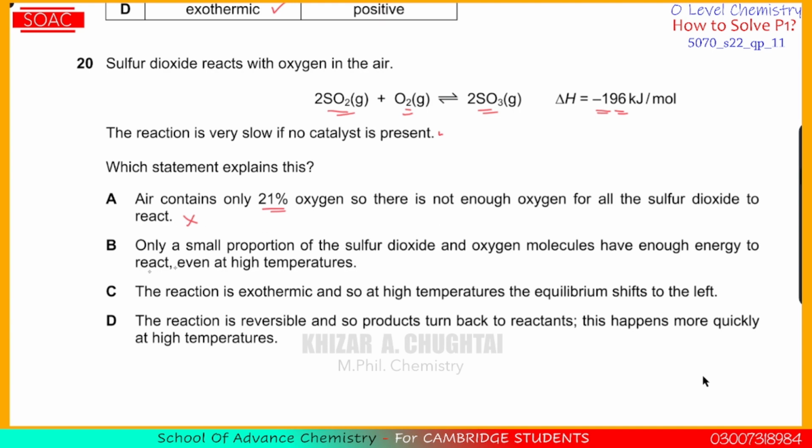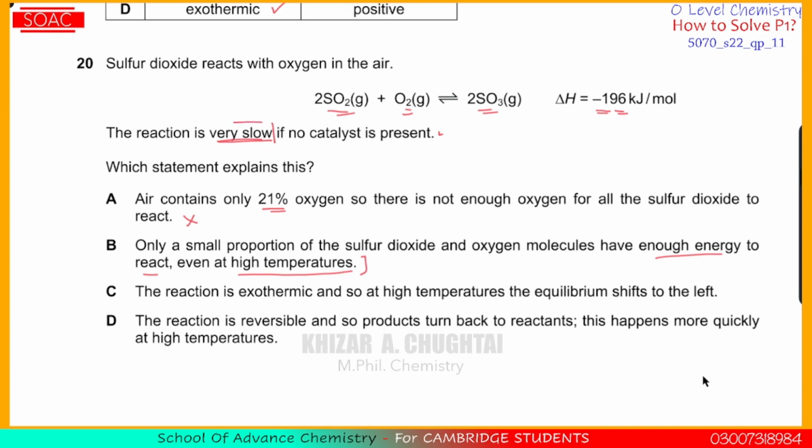So it's wrong. Only a small portion of the sulfur dioxide and oxygen molecules have enough energy to react, even at high temperature. Yes, it is true. This is the basic reason why it is very slow.